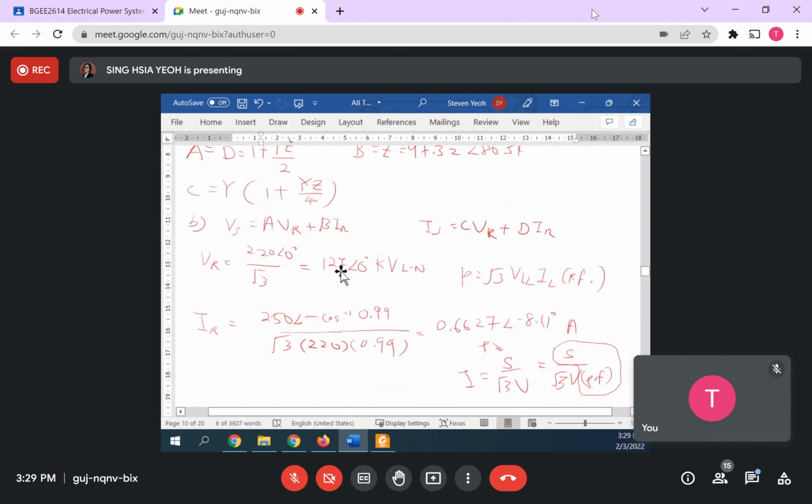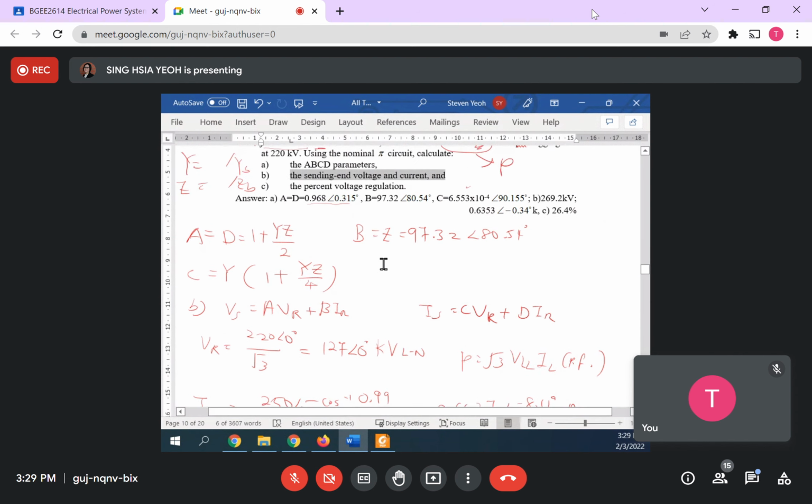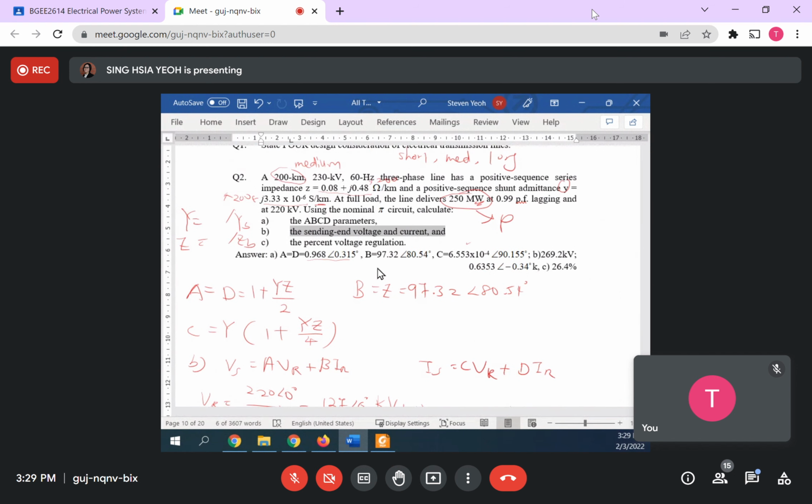I think I know already, because at the end it's actually the line to line and line to neutral problem. I think your answer is 155.4. Is it VS? If your VS is 155.4 and that is correct, then multiply this VR value, part B. Why you get 269.2 is because 155.4, they multiply with root 3 in order to change back to V line to line. This is V line to neutral.